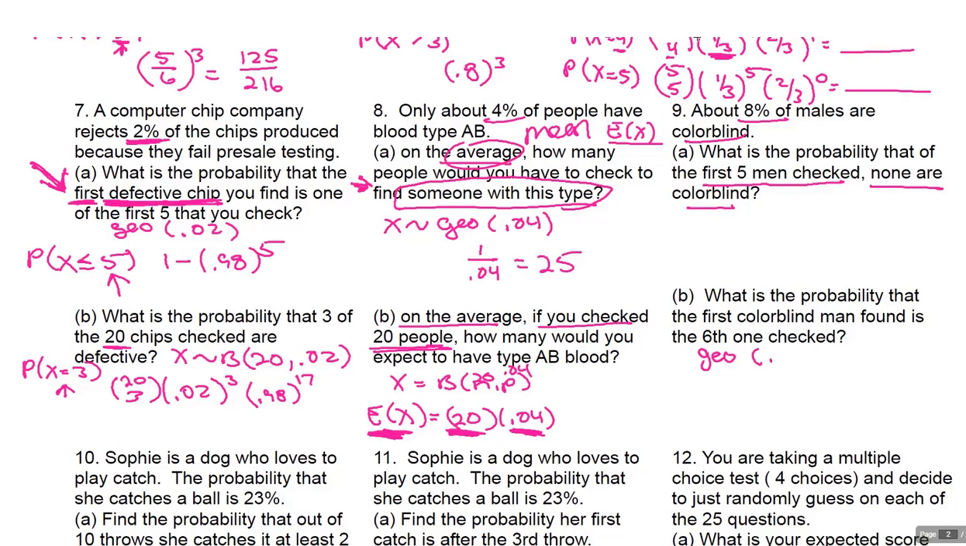Now, the first one, part A, is going to be binomial, because you notice how I'm checking all the men. I'm not stopping when I get one. I'm checking all the men. And in this case, I want to find the probability that x equals 0, which means that none of them have it. So this is binomial. Oops, I did that backwards.